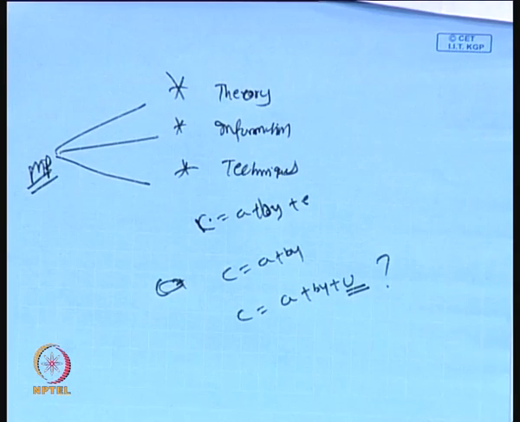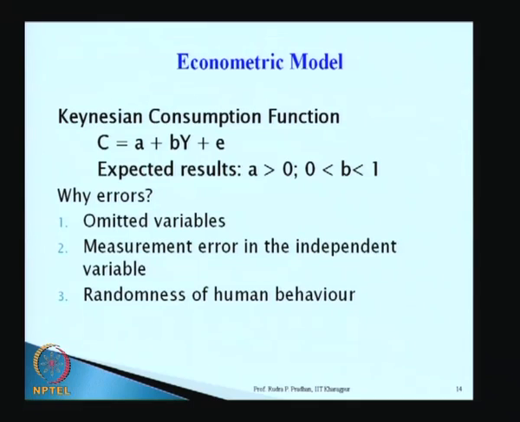There are many reasons, that is why I have mentioned here why errors. First, there are lots of omitted variables. For instance, C is a function of y here, that means consumption is a function of income. But do you think that consumption is influenced only by income? Obviously the answer is no. There are certain other variables which can influence the current consumption.